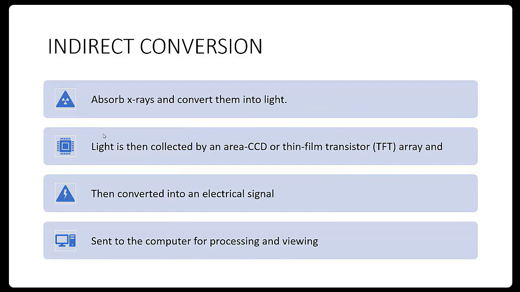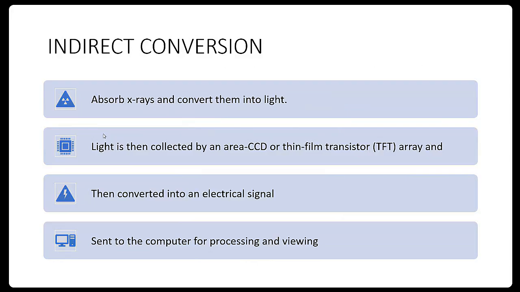Then, this visible light is converted into electric charge with the help of photodetectors such as amorphous silicon photodiode arrays or CCDs. CCD means charge coupled devices. Then it is converted into electrical signal, and similarly to the direct conversion, it is sent to the computer for processing and viewing. So what are the two important terms which come in indirect conversion? One is a scintillator, and the second one is photodetectors like amorphous silicon or CCDs.